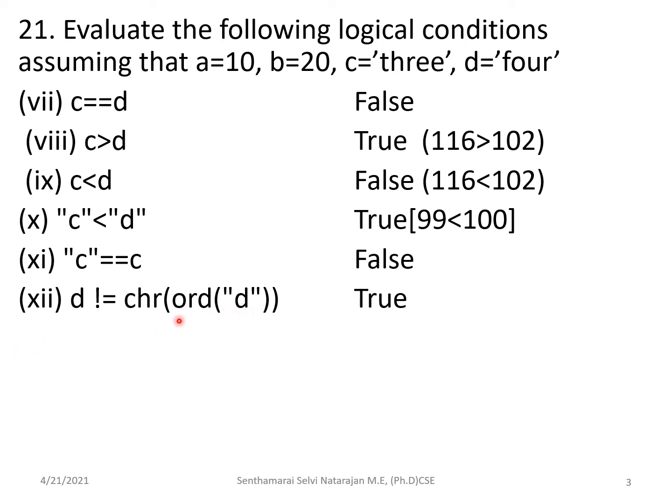Here, first you have to get the value of ordinal of D and then get the value of CHR of that value. So ordinal of D produces the value 100, and then CHR of 100 gives the value D, that is, it gives a D within the single quote. So here D not equal to that string D, here D means here 4, so here that 4 is not equal to that string D.